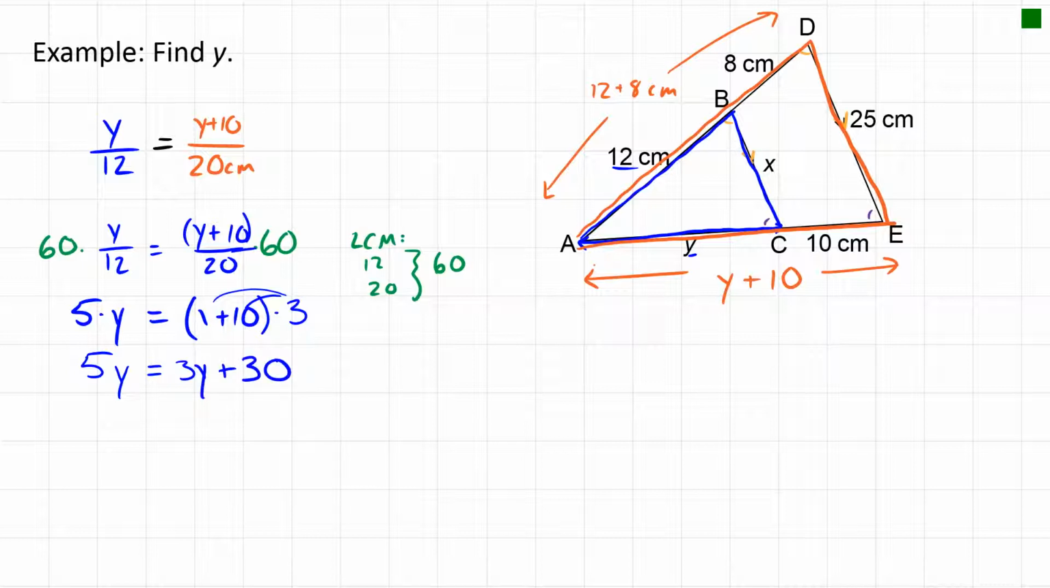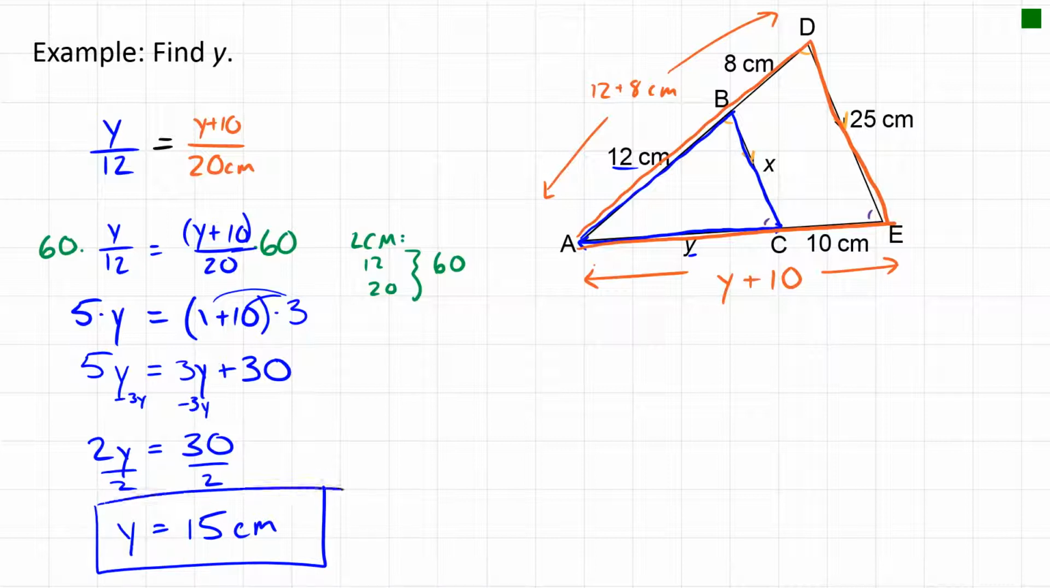Now I can go about solving this equation. I'll bring the y's over to the left-hand side, so I have 2y equals 30. Then divide by 2, and I get y equals 15. Again, because all these lengths are in centimeters, I'm going to make sure that I write centimeters to give that length the meaning that it needs. This is an example of a problem where you have to do a little bit more work after setting up that proportion to solve for your unknown.